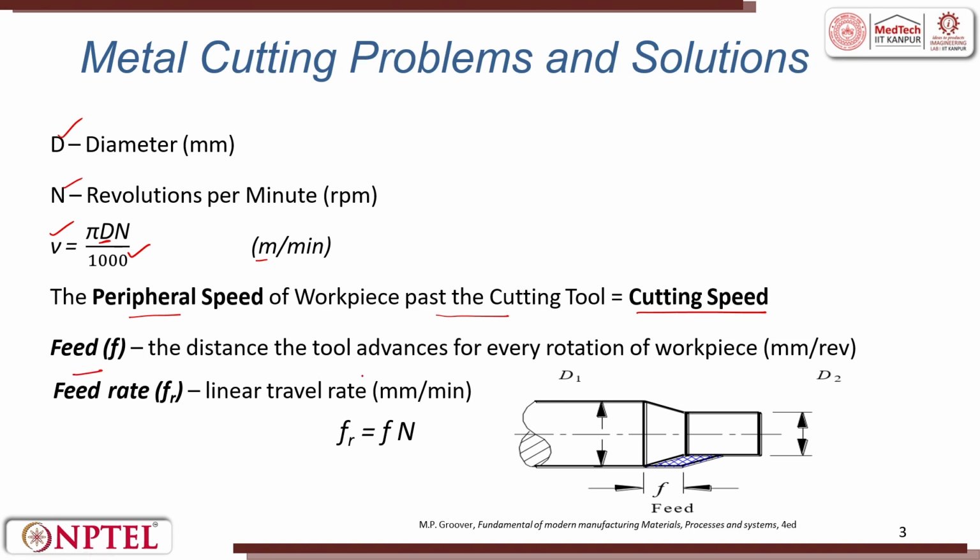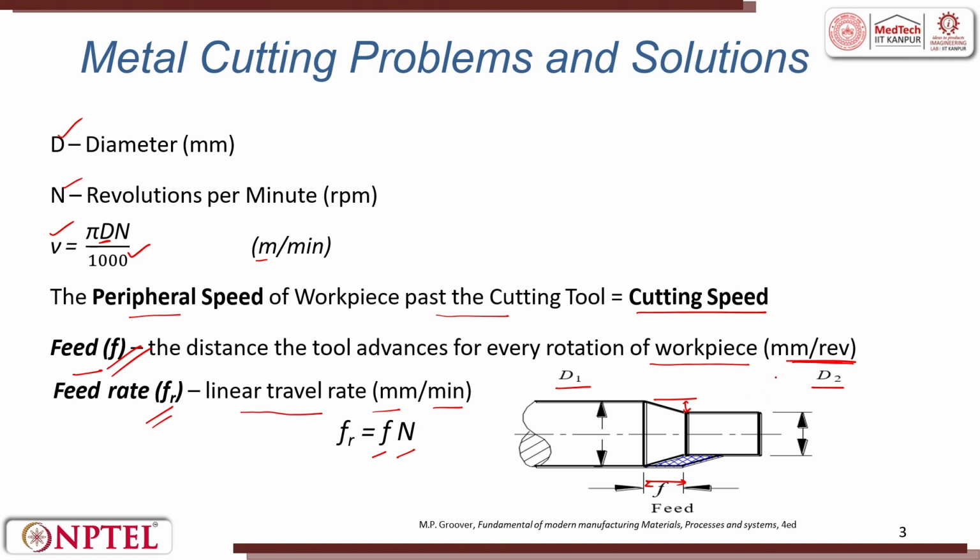Feed is the distance the tool advances for every rotation of the workpiece. After each rotation it advances, second rotation it advances. So, after each rotation it is millimeters per revolution. So, millimeter per revolution is also the unit of feed. Feed rate is the linear travel, in millimeters per minute. This is equal to feed into the RPM. So, this is the feed that is getting into the workpiece, and this is my initial diameter and final diameter. This becomes my depth of cut.